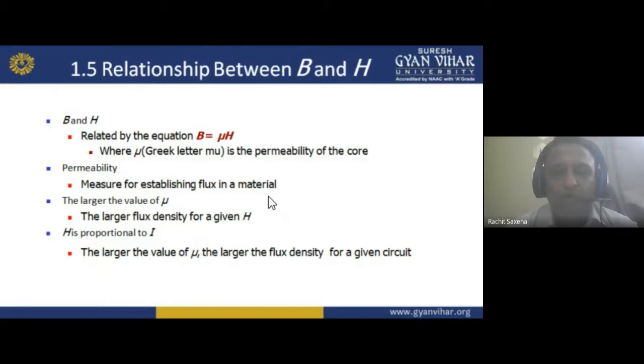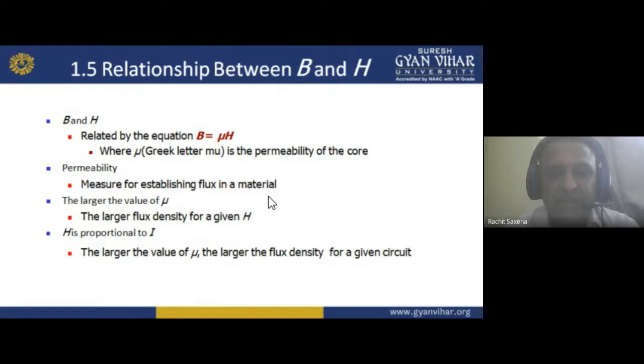So if I want to use a material as a magnetic material, it must have some capacity, and that is the permeability. Permeability is basically the measurement of establishing flux in a material.